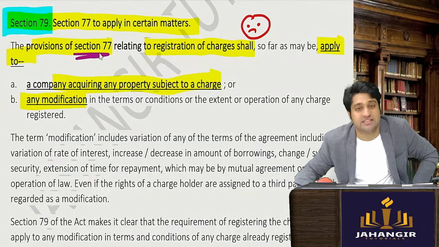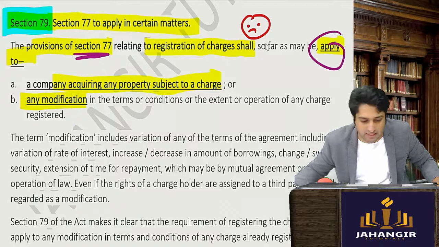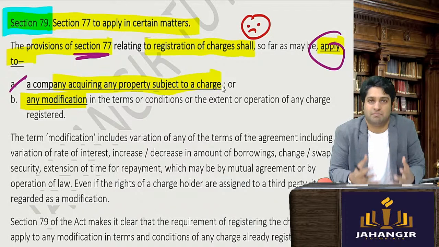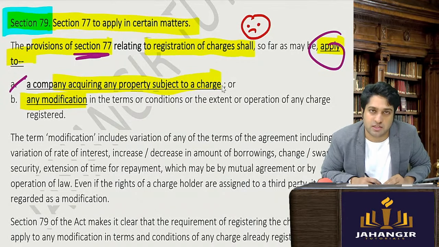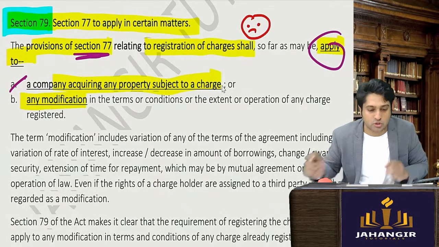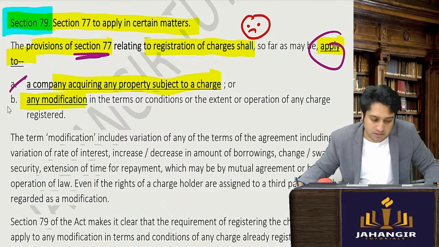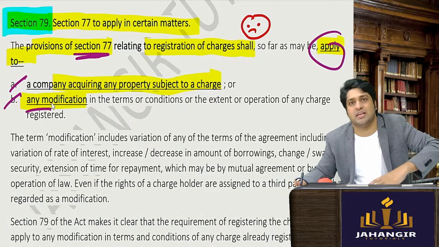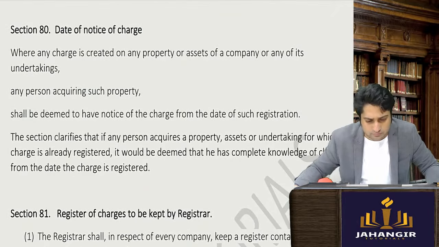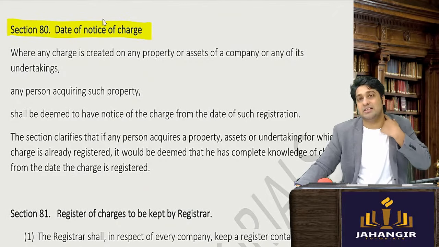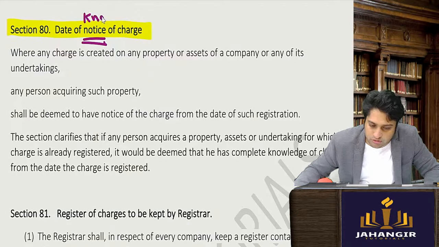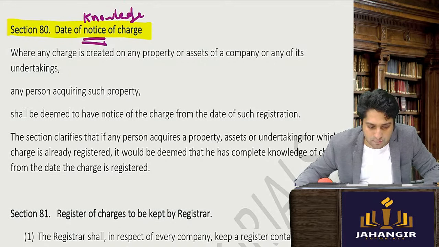The provision of section 77, that is registration, shall apply to a company acquiring any property subject to a charge. So if there is a company which has acquired Jet Airways, and Jet Airways has assets which were already subject to a charge, again I will have to file the charge documents, or any modification in the interest rate or any changes will again have to be filed. So sections 79, 80. Section 80 is date of notice of charge. Here notice means knowledge.